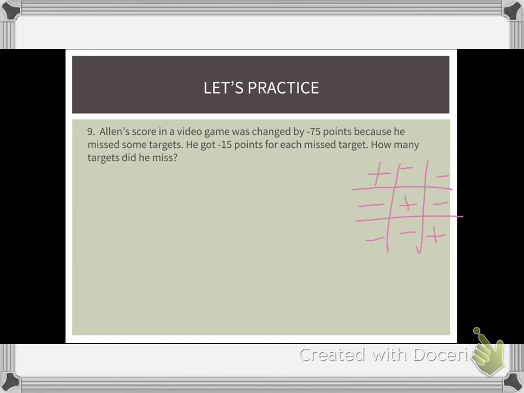Alan's score in a video game was changed by negative 75 points because he missed some targets. He got negative 15 points for each missed target. How many targets did he miss? Okay, so it changed totally by negative 75 points, and it was negative 15 points for each missed target. So I'm taking that negative 75 and dividing it by negative 15. This is a negative divided by a negative, so I'm going to get a positive.